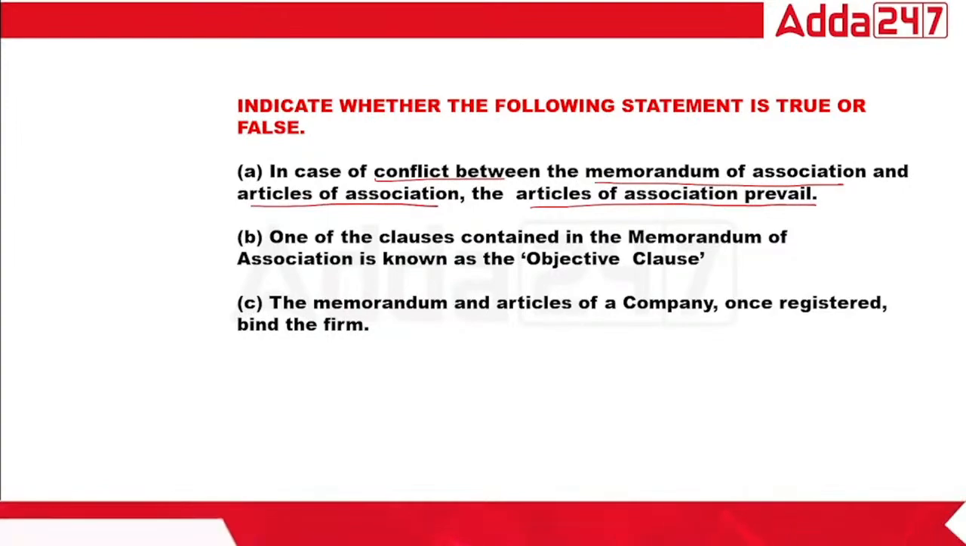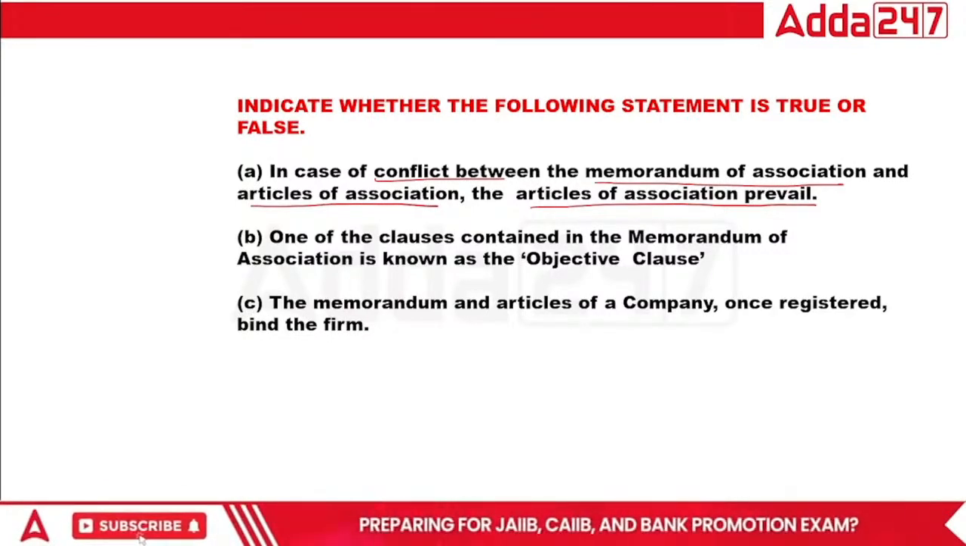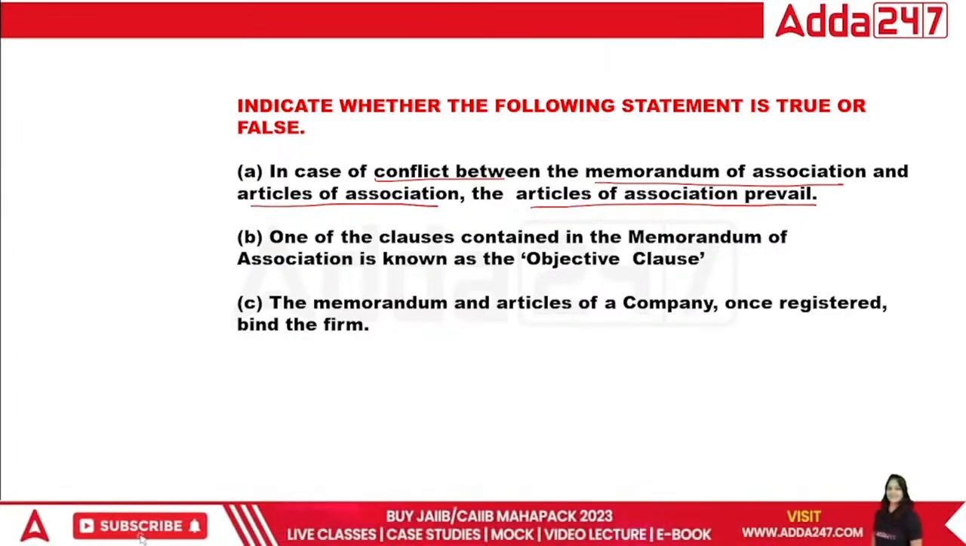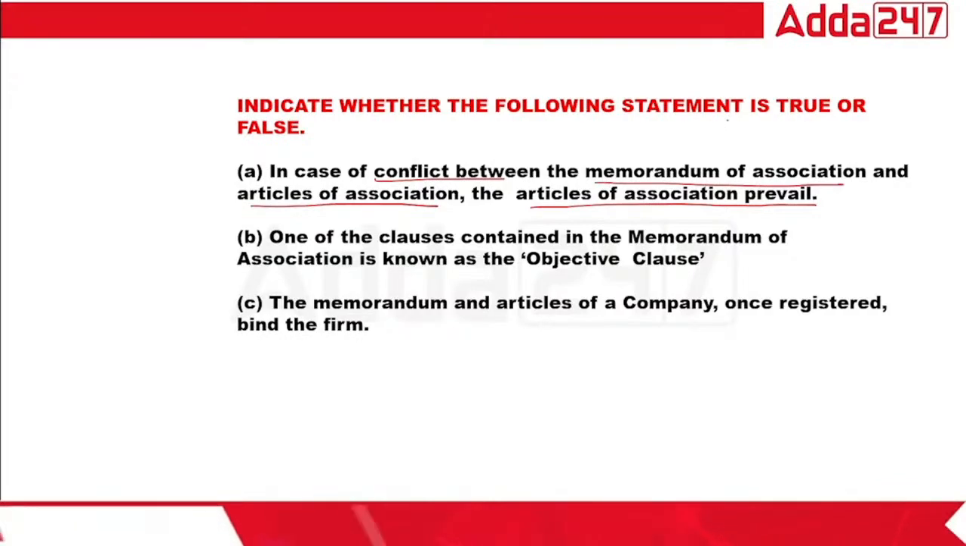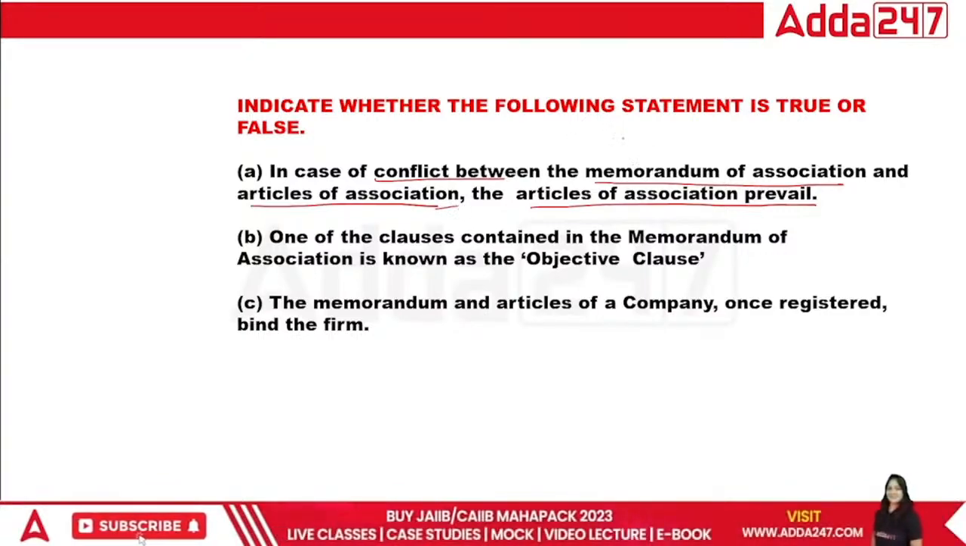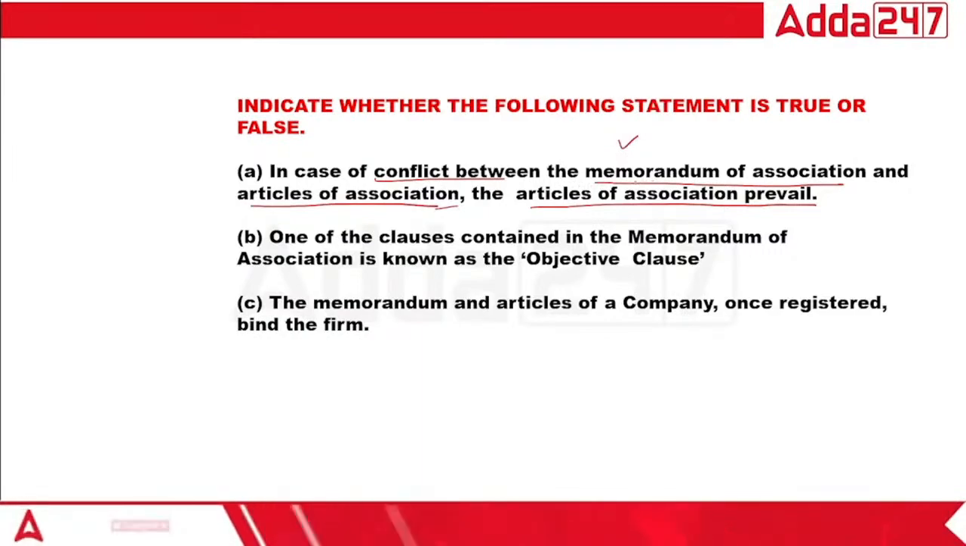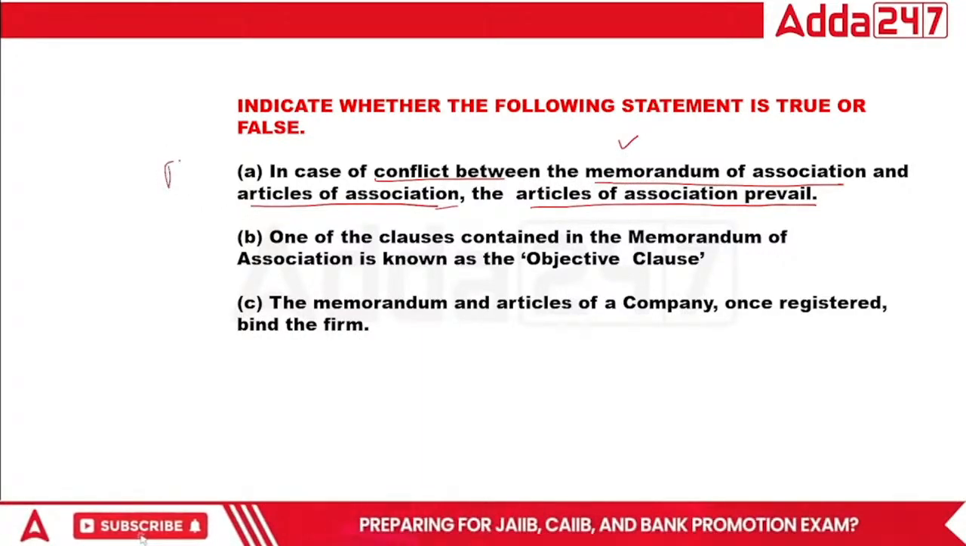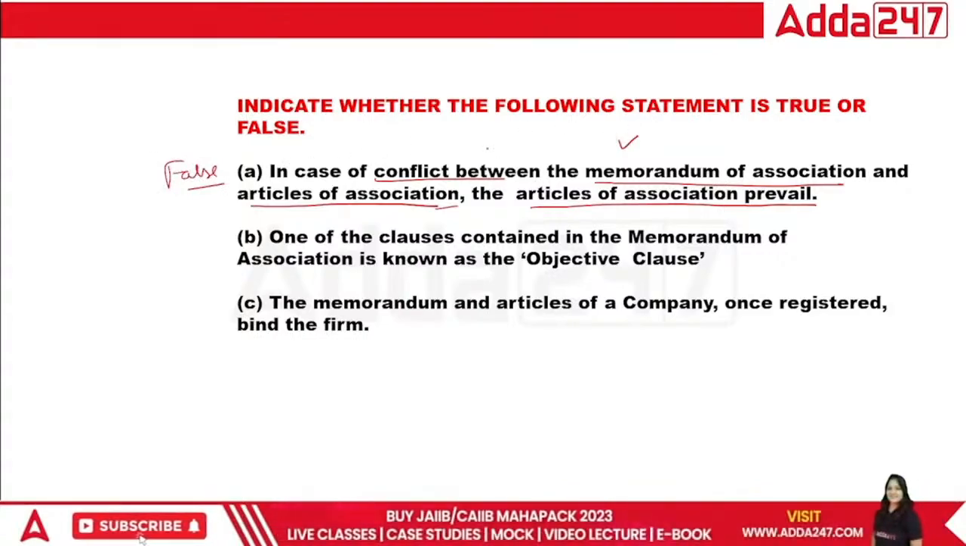For this question, you have to know what is Memorandum of Association and what is Articles of Association. If there's a conflict, the Memorandum of Association is one of the most important documents of the company, and the Articles of Association is also important, but the memorandum is more important. So the statement that the Articles of Association will prevail is absolutely false, because the memorandum is more important.